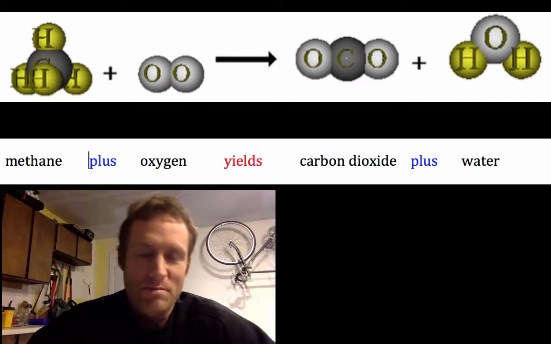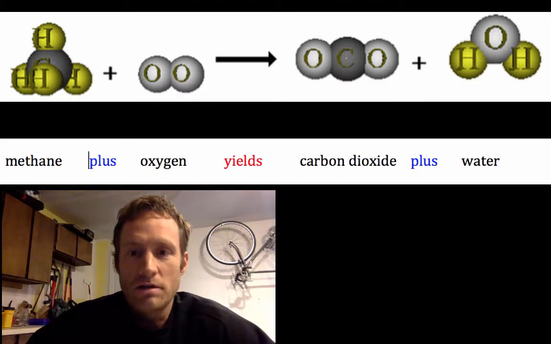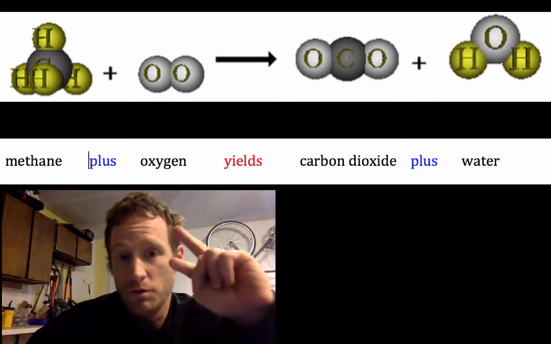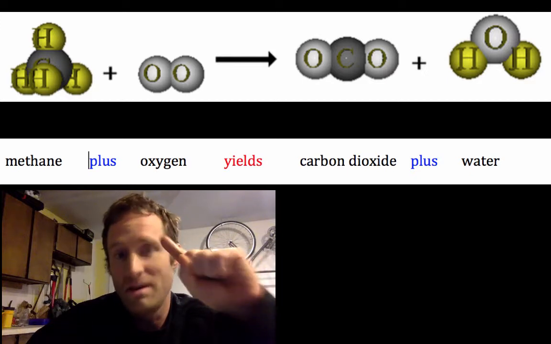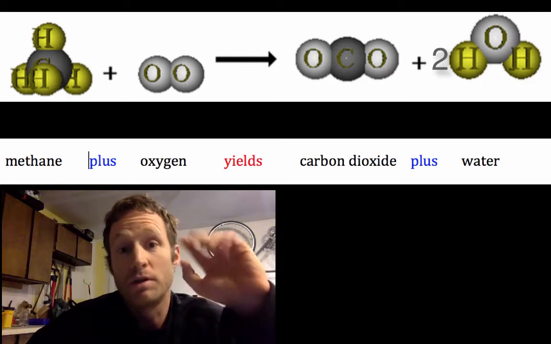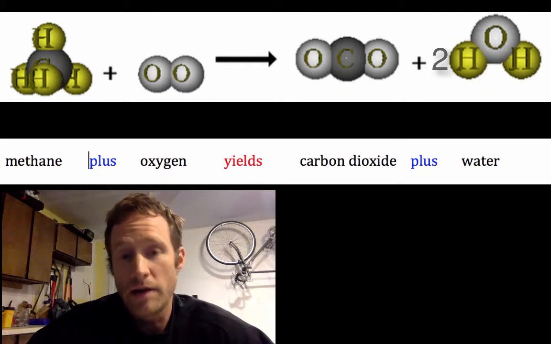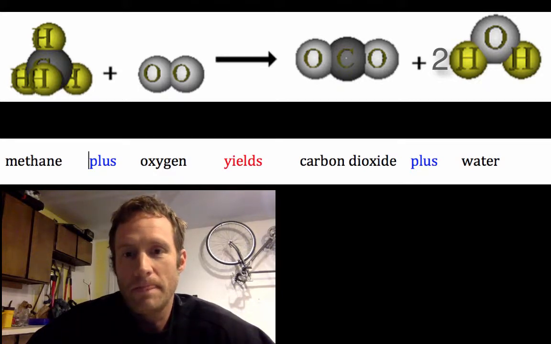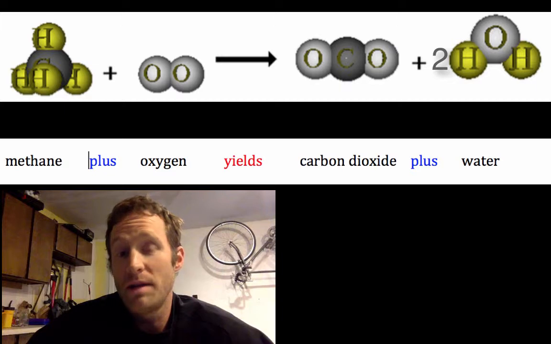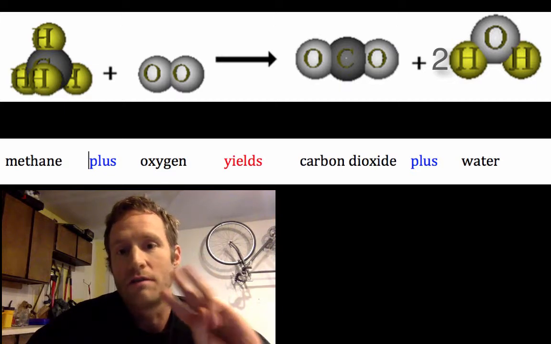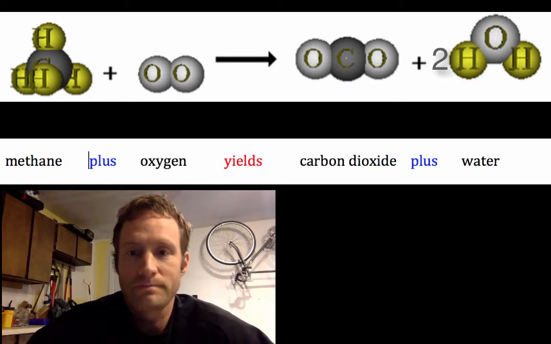Well, since we know that can't be, we know that in this equation, we must get 2 water molecules every time we burn 1 methane molecule. So we're going to put a 2 in front of the water molecule there to show that we're getting 2 H2O. And so we've accounted now for the carbon and the hydrogen, but we have to make sure we also account for the oxygen in our equation.